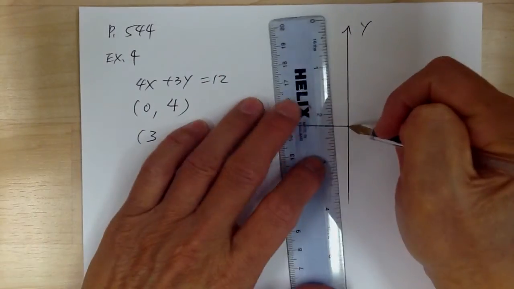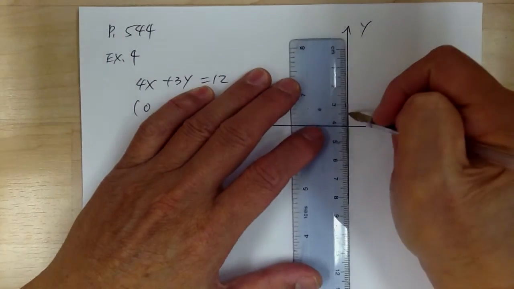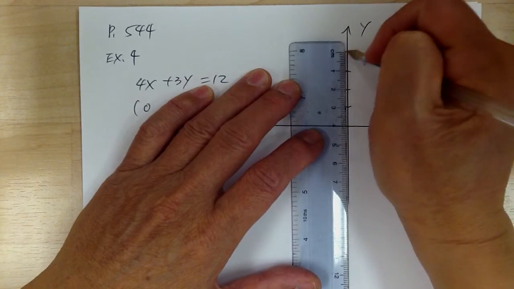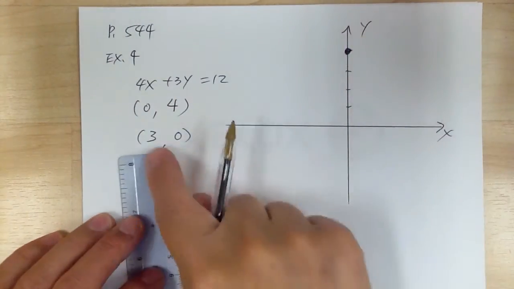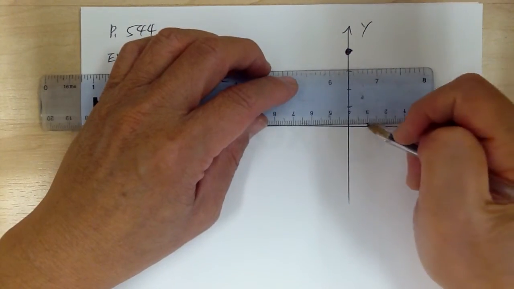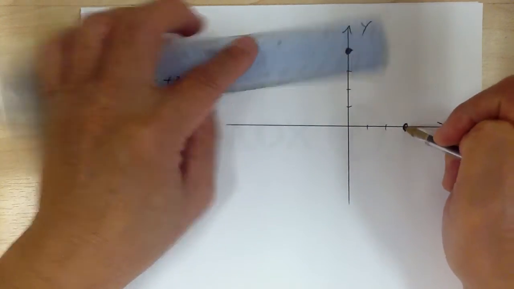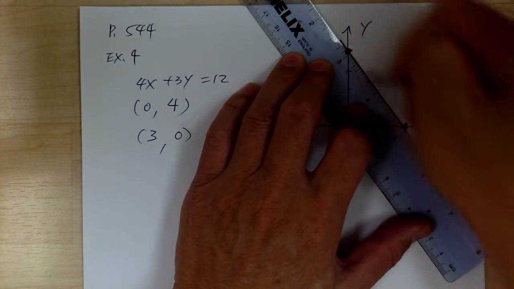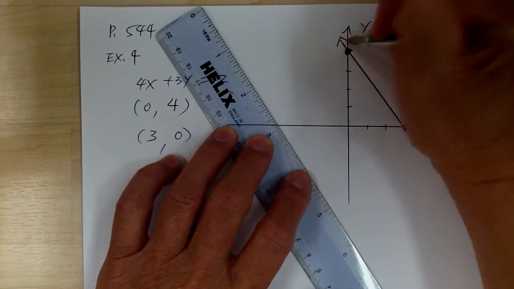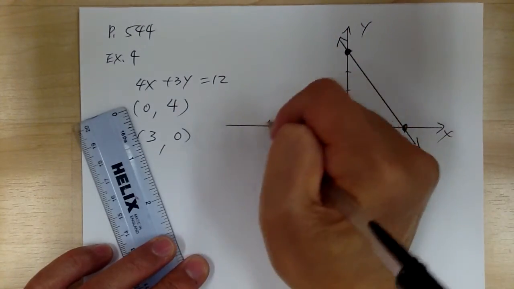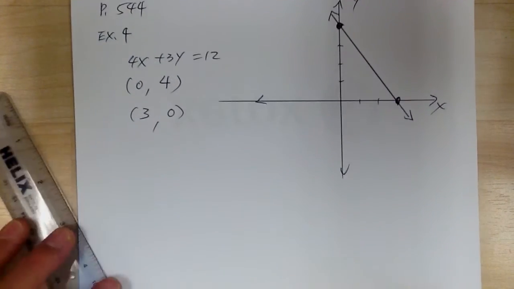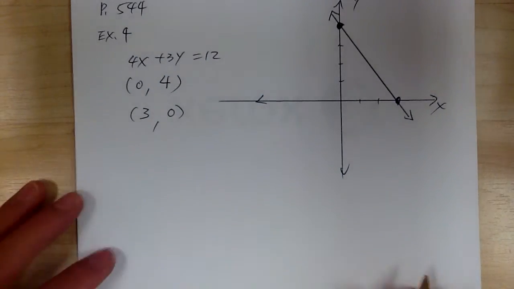So 0, 4. So that's 0, 4. Next one is 3, 0. And then you connect the 2 dots, and that is your graph. Okay, again, it's very simple. Graphing is very simple. Okay, now let's go to example 5.